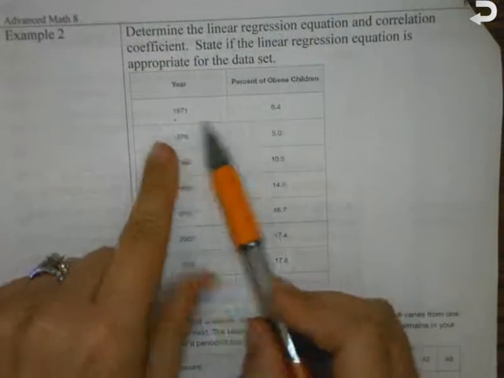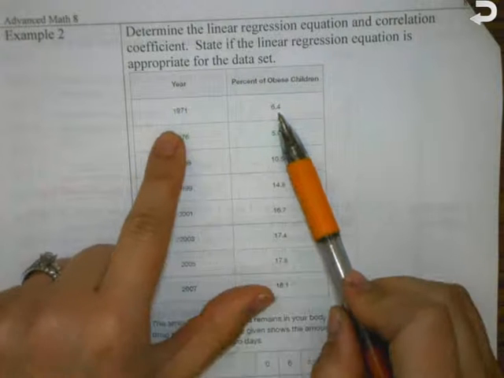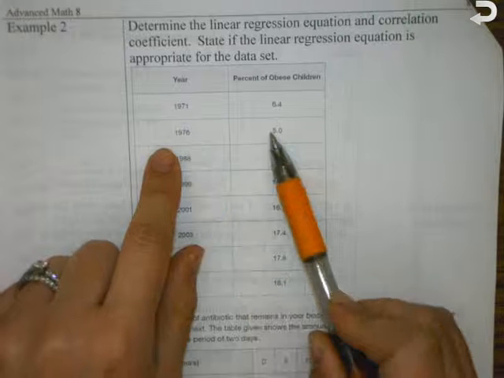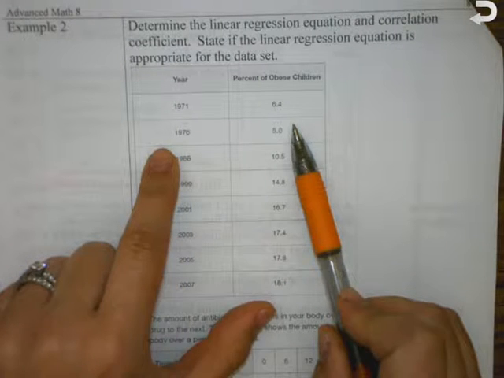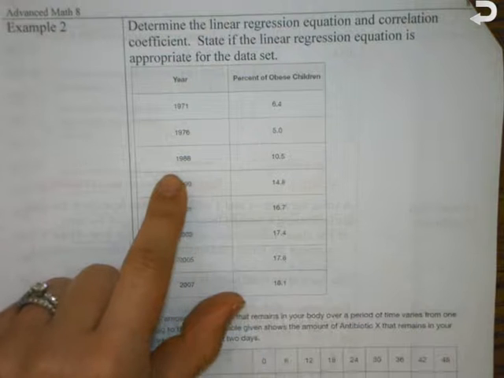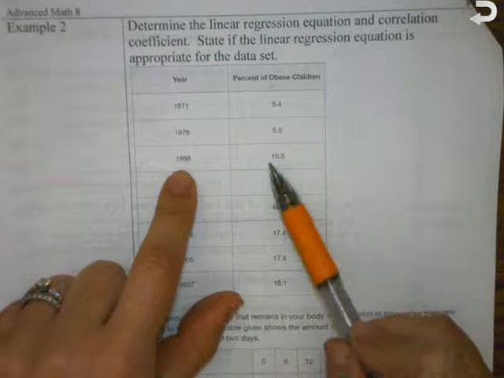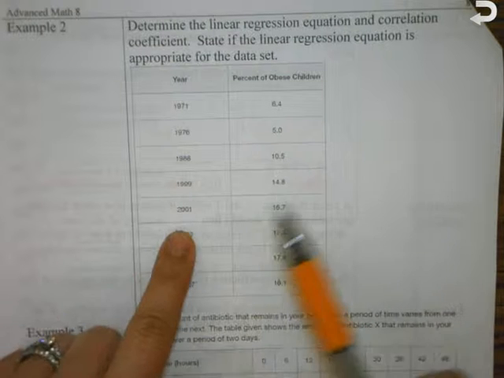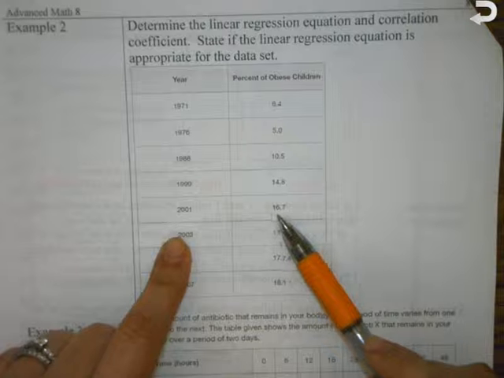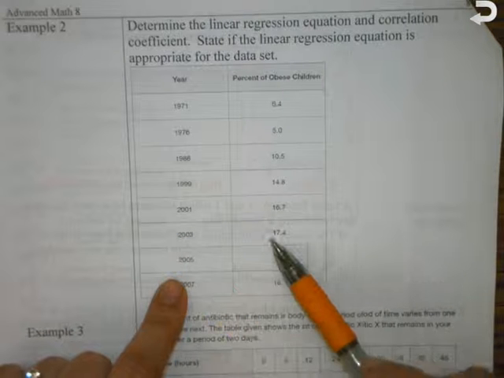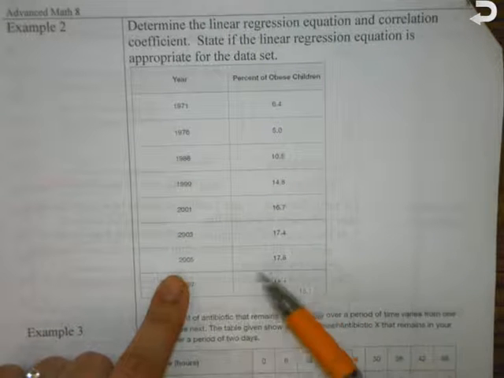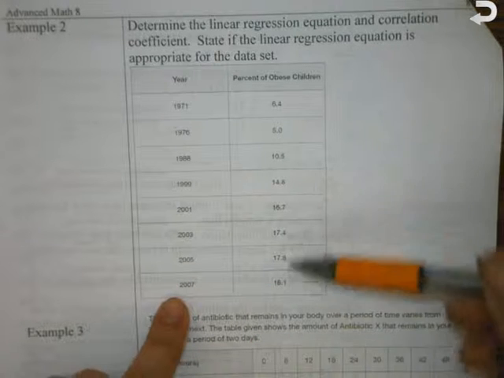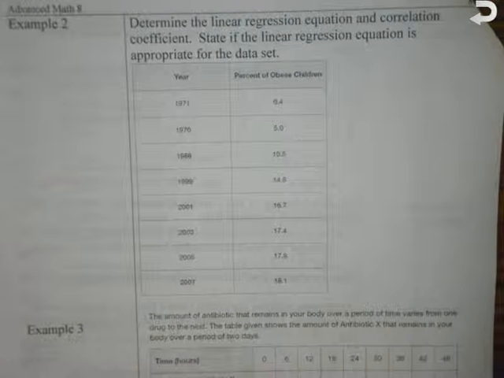So in 1971, 6.4% of children were obese. And in 1976, 5.0% of children were obese. In 1988, so they didn't study this for another few years, 10.5% of children were obese, and then 1999, 14.8, 2001, 16.7, 2003, 17.4, 2005, 17.8, 2007, 18.1. So what's happening as the years go on? It's getting increasing. Any thoughts as to why?